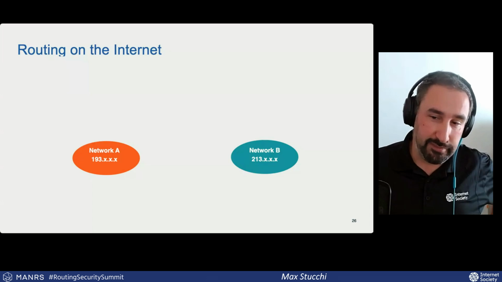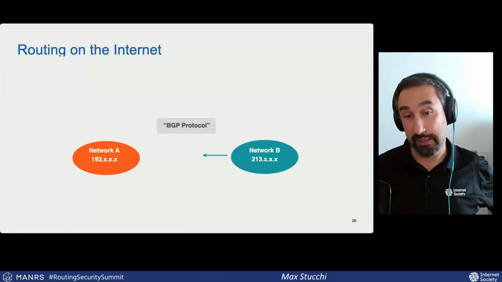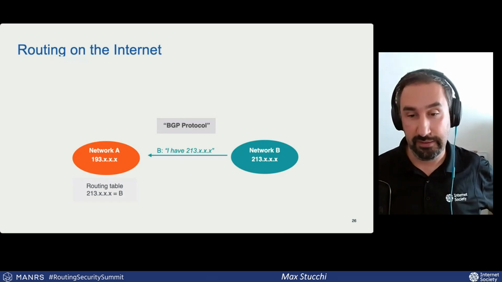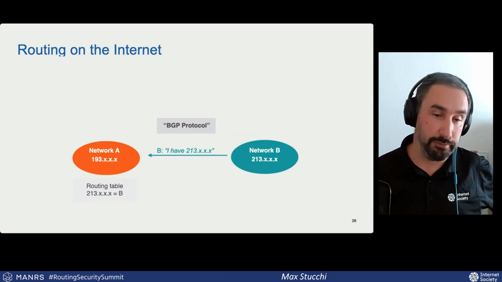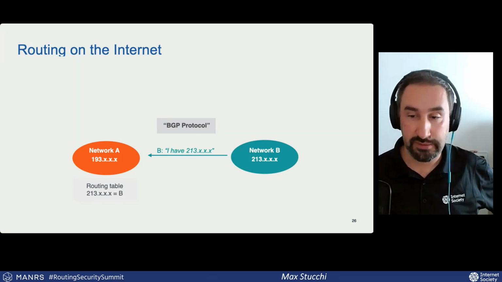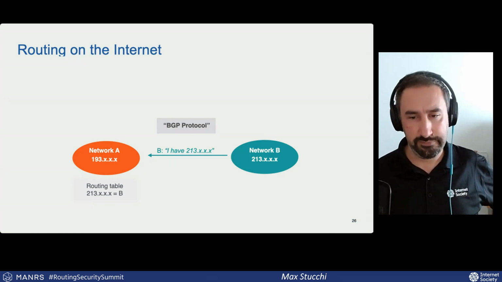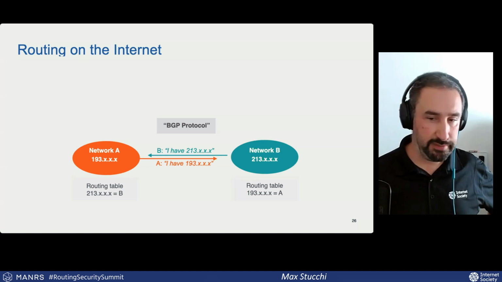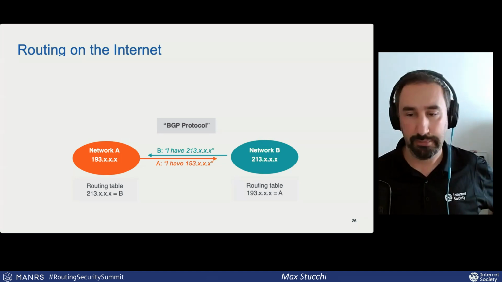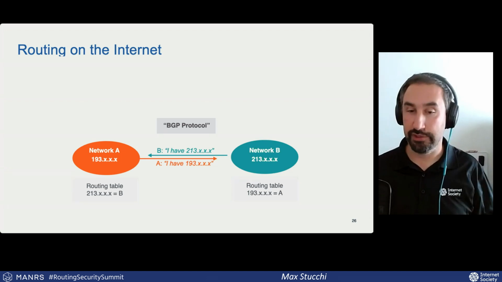I told you that when we route on the internet, we have BGP and we have networks exchanging reachability information. So in this case, network B says, hi, network A, I have this network. I have 213, blah, blah, blah. And network A replies with, I have another one, 193, blah, blah, blah. So the two networks have exchanged reachability information.